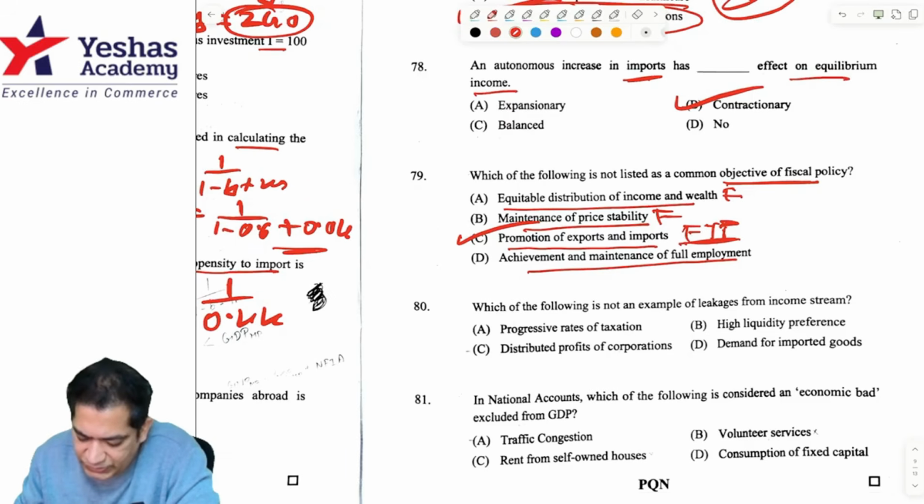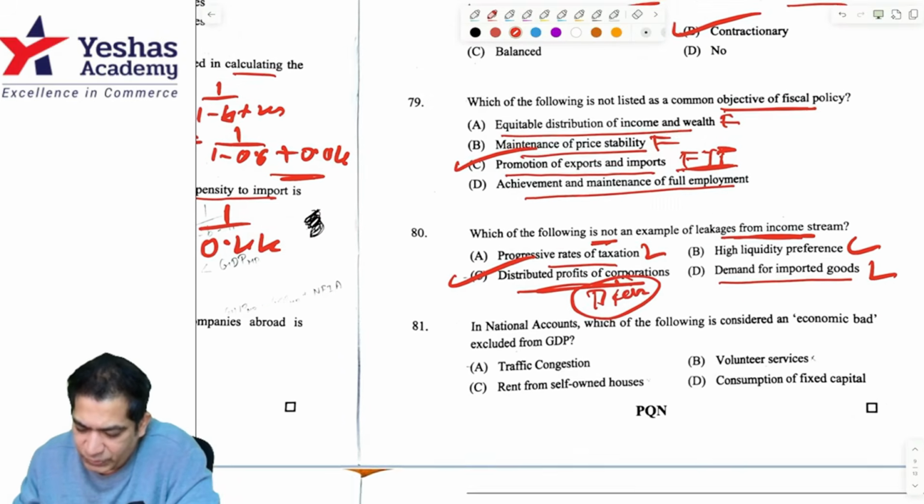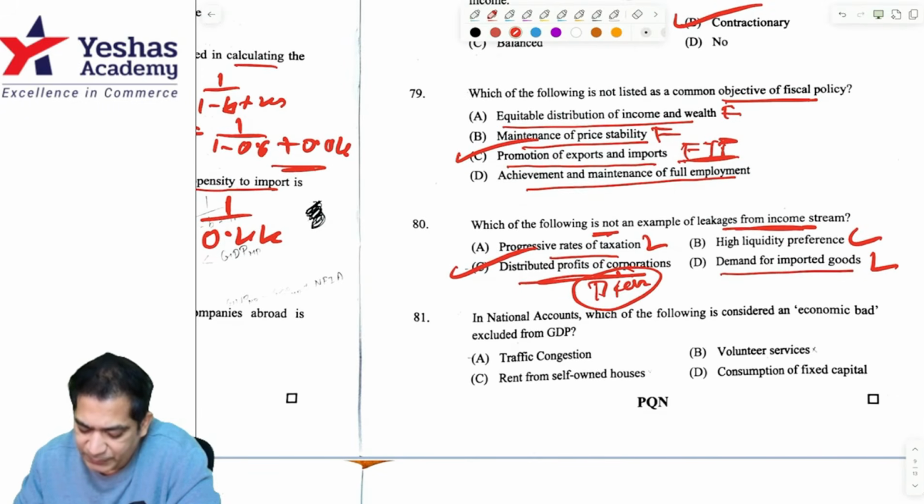Which of the following is not an example of leakages from income stream? Leakages. So progressive taxation acts as a leakage. High liquidity preference, people holding more cash in hand, will decrease demand, leakage. Demand for imported goods will also lead to leakage. Distributed profits of corporations, that is dividends, is not going to act as a leakage because you are distributing the dividend. So it will increase cash in people's hands.